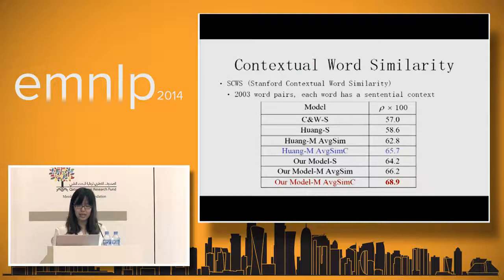Okay, the third task is contextual word similarity. The Stanford contextual word similarity is used as the data set here, and there are more than 2,000 word pairs. Each word has a sentential context. So here, they compute the Pearson correlation of the model-computed similarity scores and human judgment. We can see that their model achieved the best performance, and it's found that jointly training word vectors and sense vectors can improve performance here.